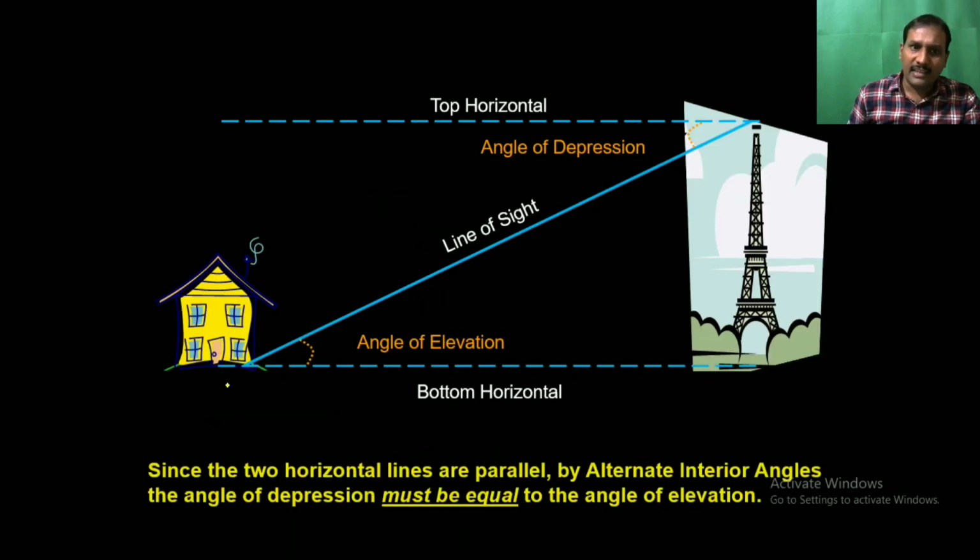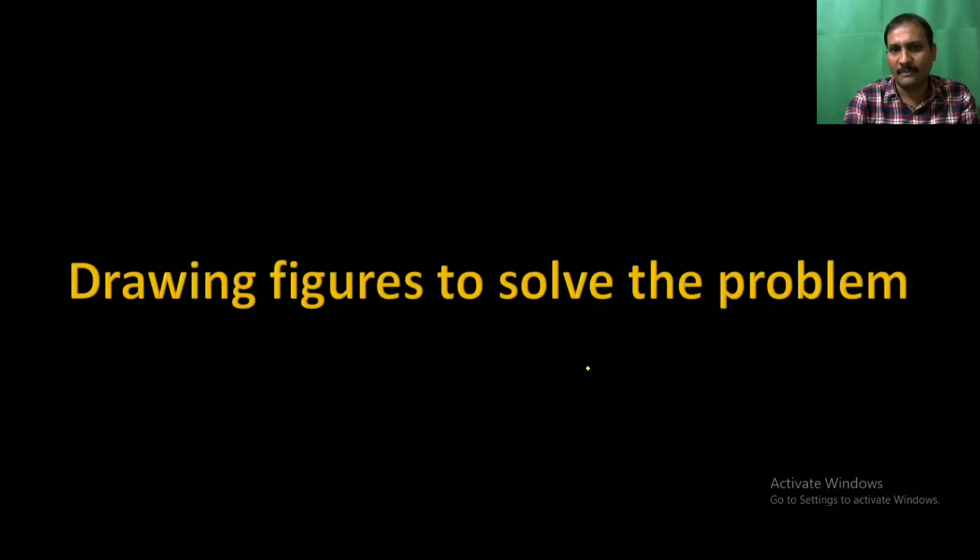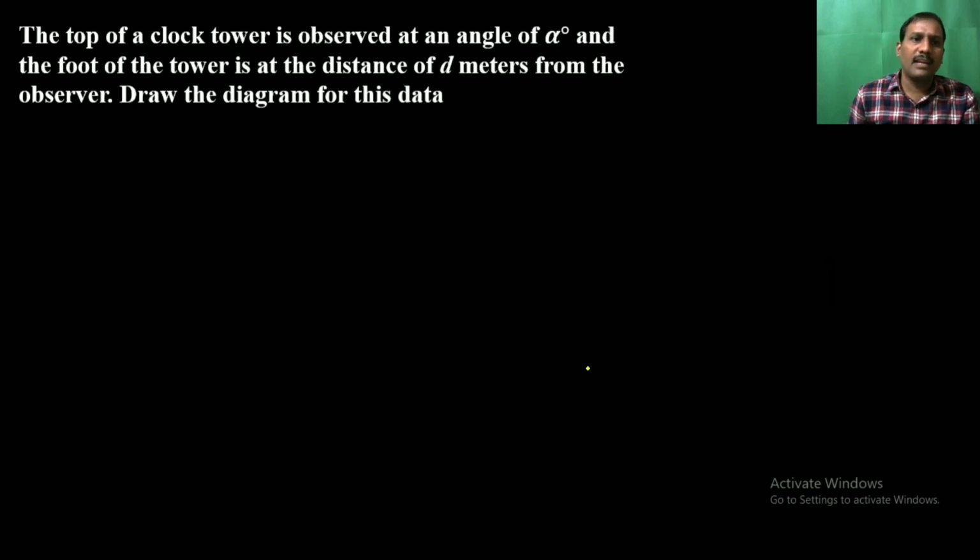Here, a person is observing the top of the tower, then the angle of elevation is formed. Suppose there is another person on the tower and he is observing this person who is on the ground, then the angle of depression is formed. And we know that these two angles are equal. The angle of depression is equal to the angle of elevation. This is the top horizontal line and this is the bottom horizontal line. Now we will see how to draw the figures for the given word problems. See, here there is a problem.